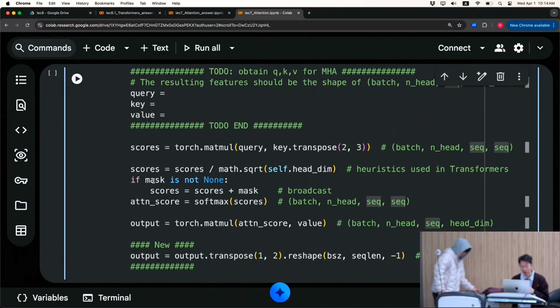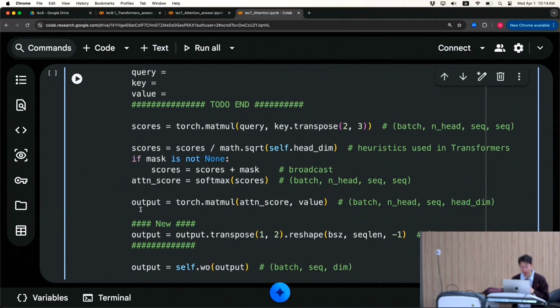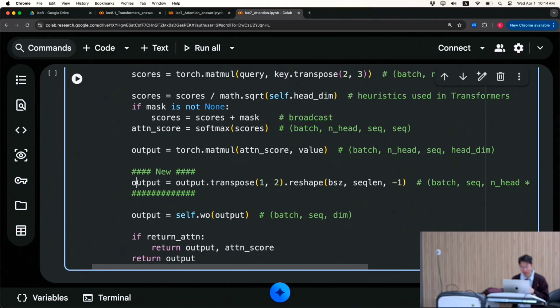Just to let you know, in the previous year we asked you to implement this, but nobody was successful during class, so we just gave you the answer.